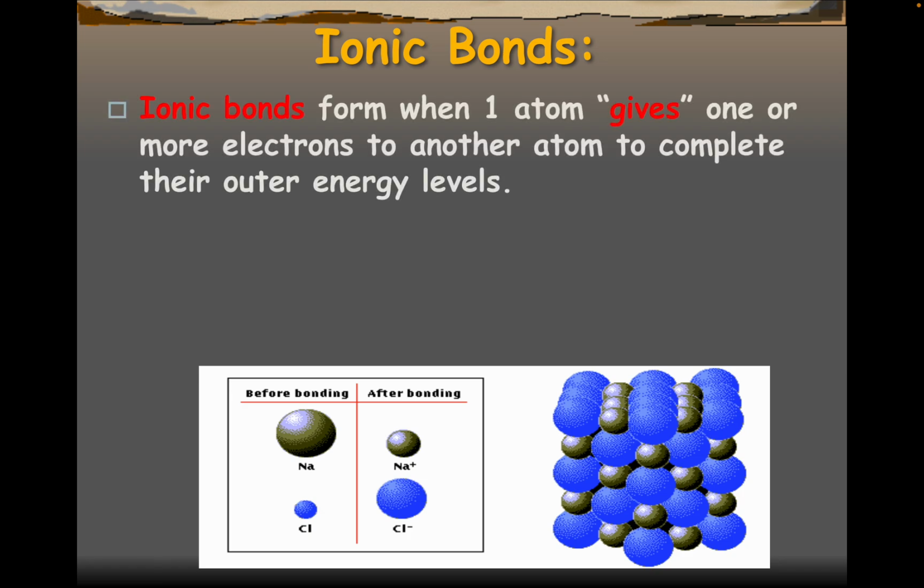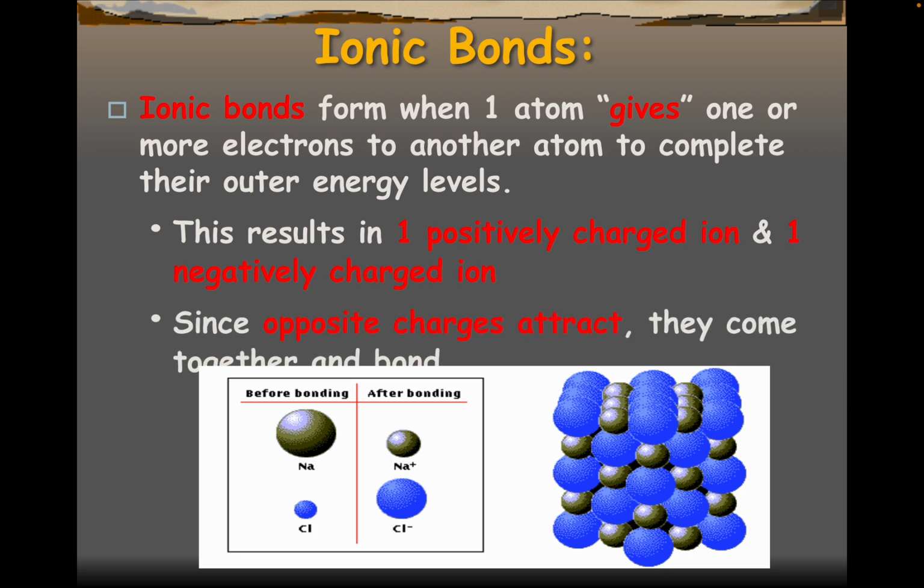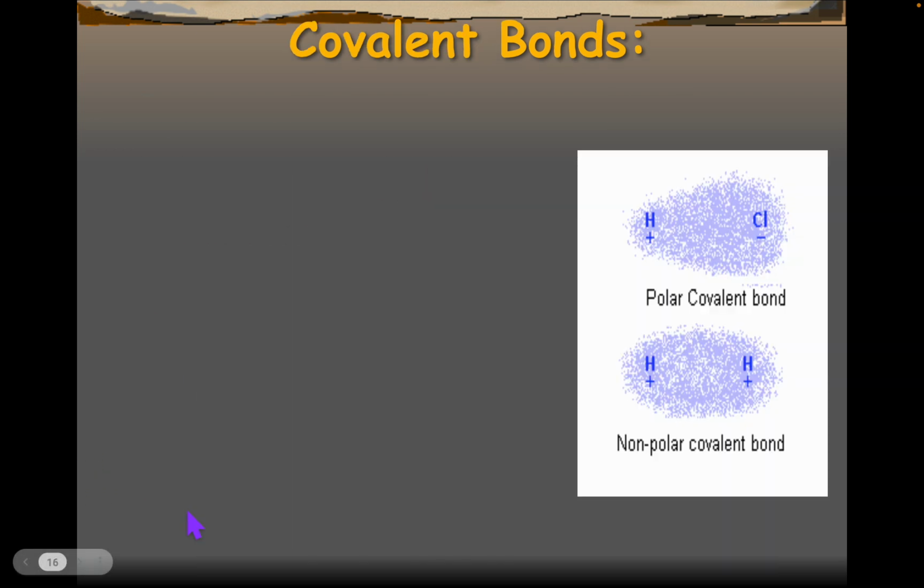Ionic bonds form when one atom gives one or more of its electrons to another atom to complete their outer orbital. Okay, and this is just showing you NaCl. This results in one positively charged ion and one negatively charged ion. Since opposites attract, they come together and they're going to bond because of that. And NaCl, just so you guys know, is table salt.